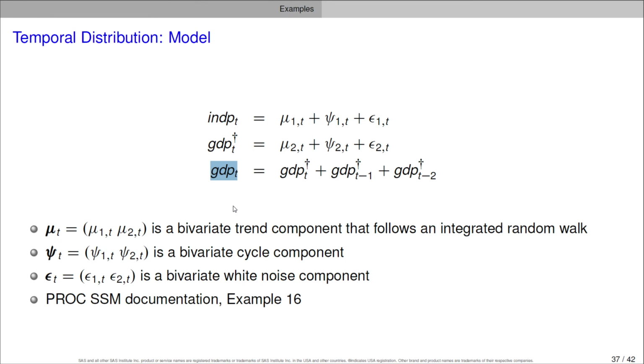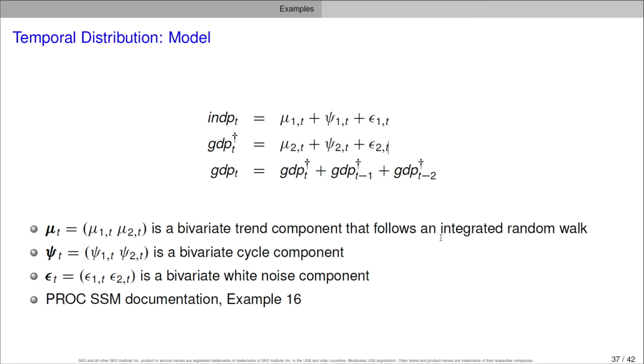The SSM procedure will realize that even though you have a model for an aggregated form of the variable, it will formulate the implied SSM, do the necessary computations, and output the results for you. So let's first see what is the model we are specifying for the partially observed series. GDP and GDP dagger are assumed to be the sum of a bivariate trend. In this case, this trend is an integrated random walk.